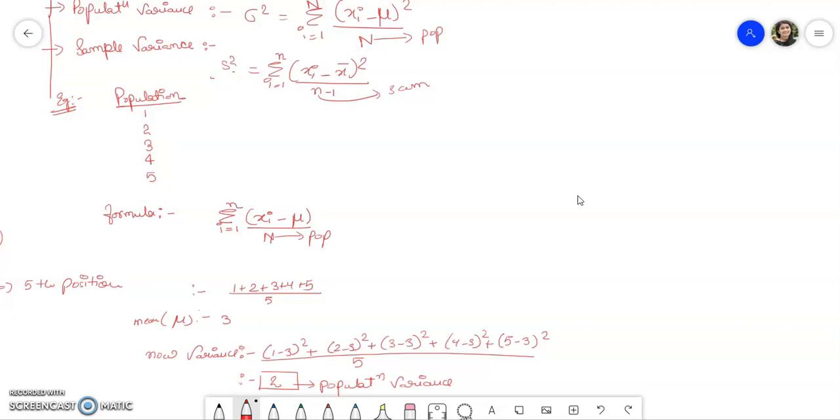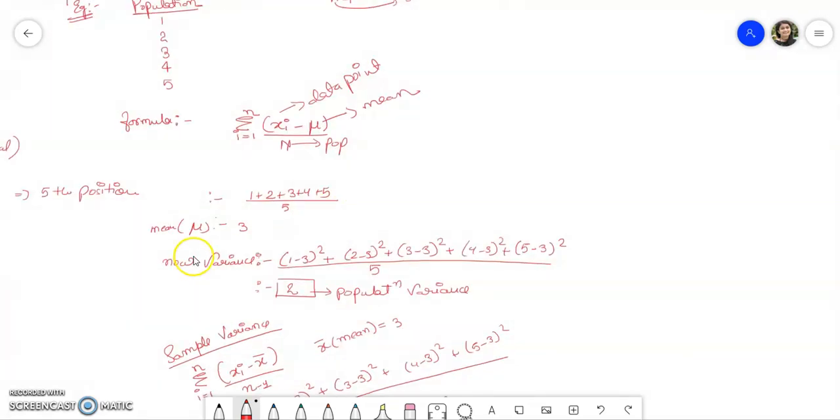So first I'll be calculating the mean because I have to subtract each and every data point. So these are basically the data points, and I have to subtract them from the mean. So first I will calculate the mean over here. 1 plus 2 plus 3 plus 4 plus 5, so I got the mean as 3.